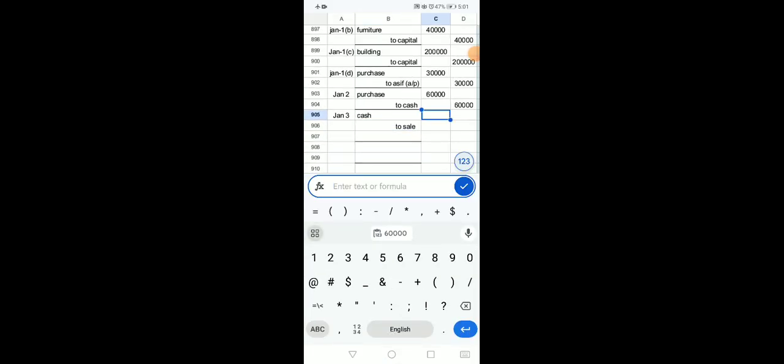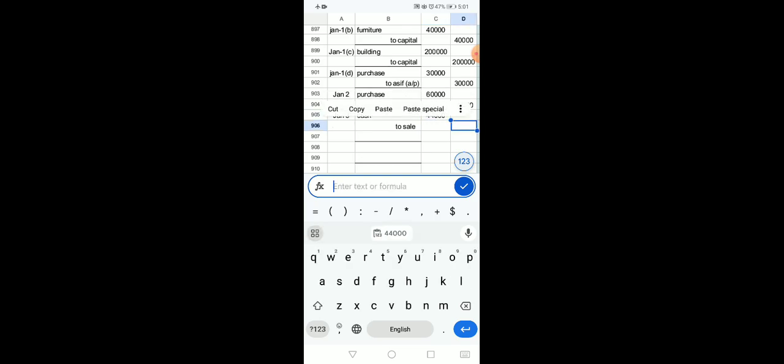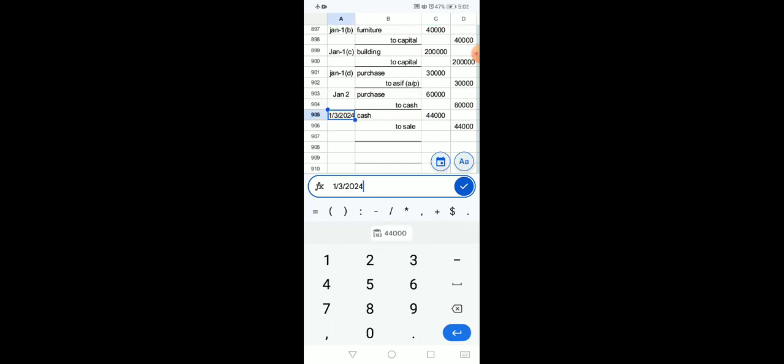We have sold goods for cash on January 3rd. How much worth of goods were sold? It is 44,000. So you are going to write 44,000 on debit side, and the same amount you are going to write on credit side as well. This way you have completed January 3rd entry. Now let's see what is next.